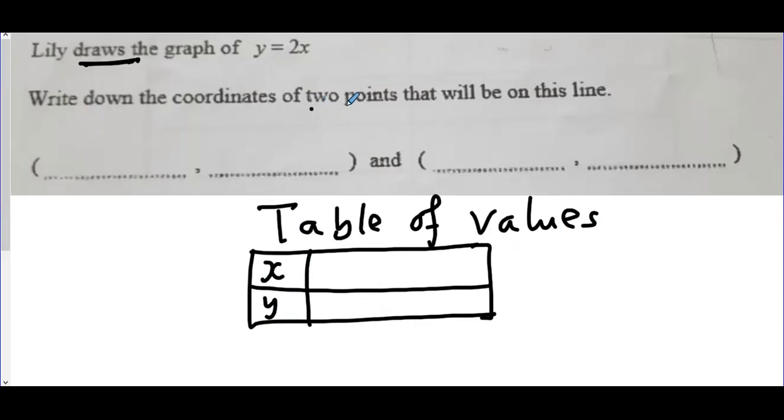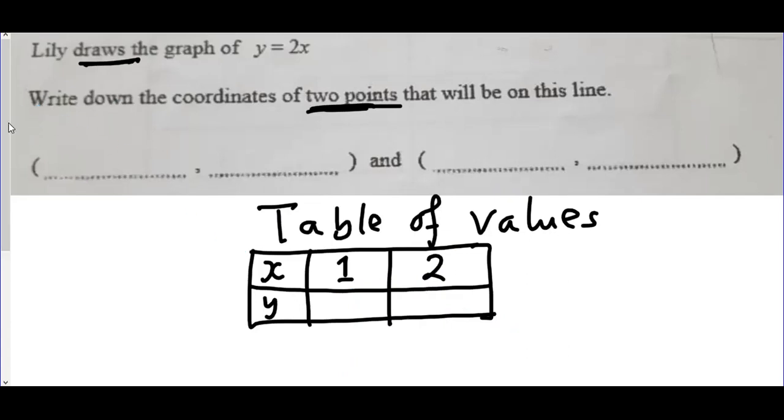And since we need 2 points, I'm going to assume 2 values of x. So I can assume, say, x is 1. I just choose any value of x. Then I will need to calculate the value of y. And I will also assume that x is another value, say 2. Basically, we assume just small numbers. And then for the value of y, we don't need to assume again. We need to use the equation to calculate the values of y.